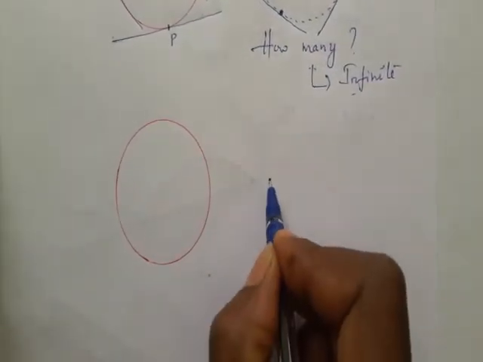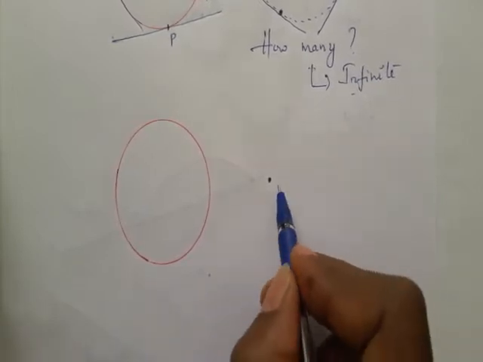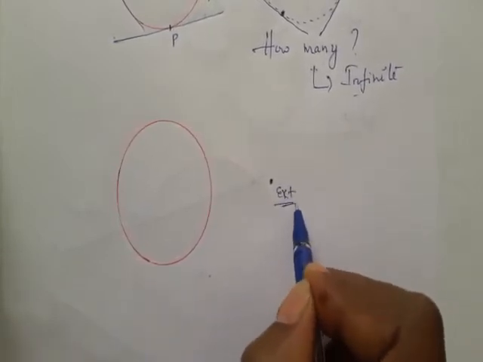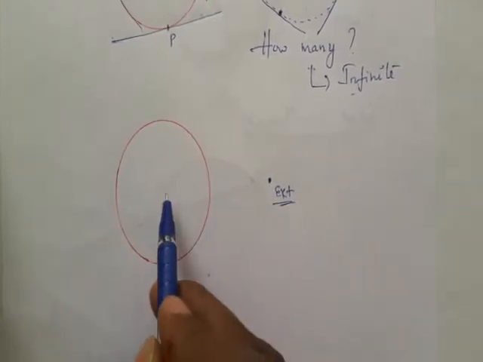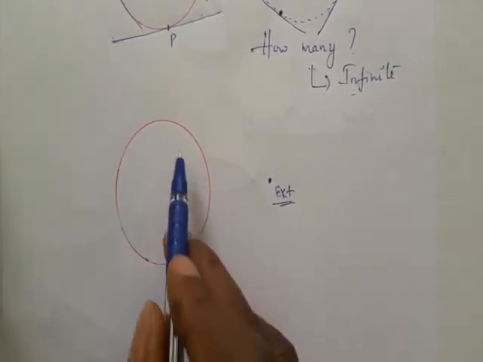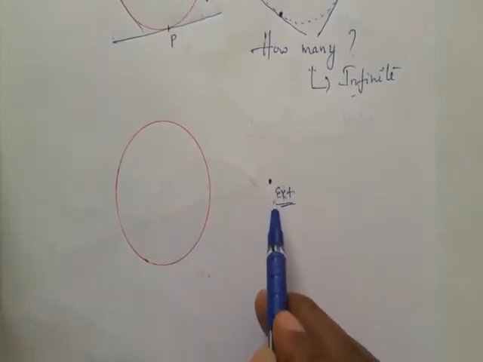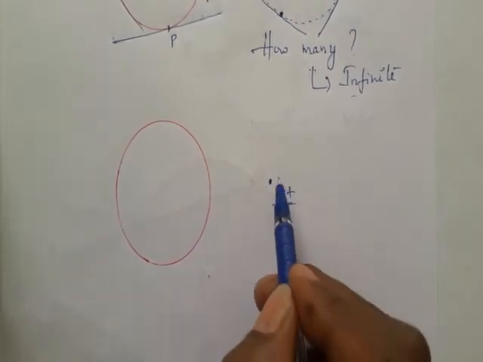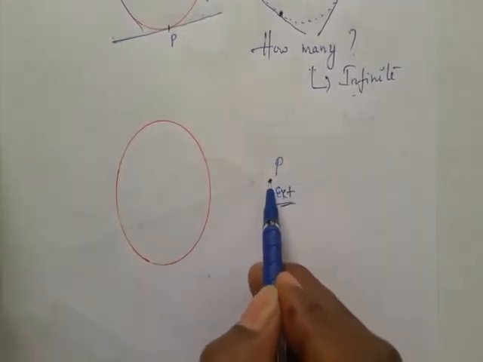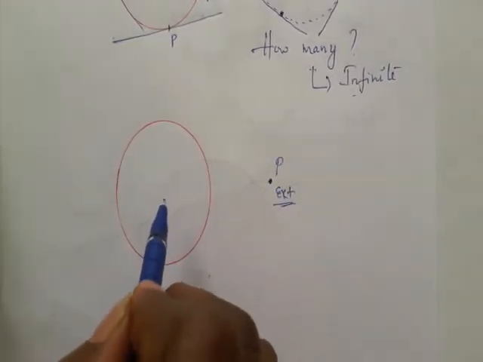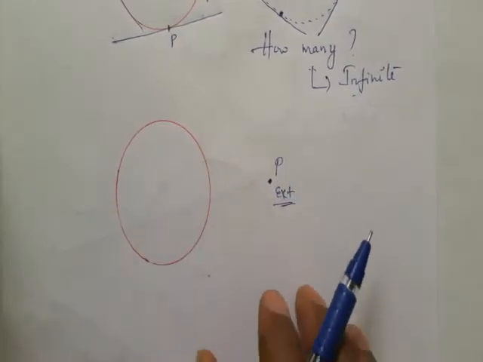If I take a point as an exterior point, this is called an exterior point, because it is lying outside the circle. Any point lying inside the circle is an interior point. This is the external point or exterior point. I name this exterior point as P. From this exterior point to this circle, remember, to this circle, how many tangents can be drawn?